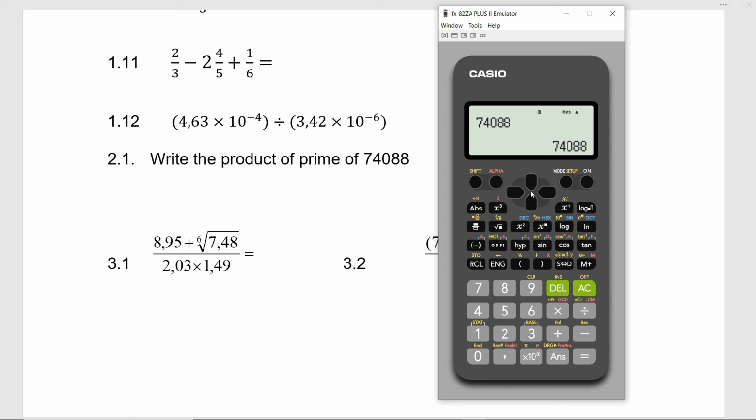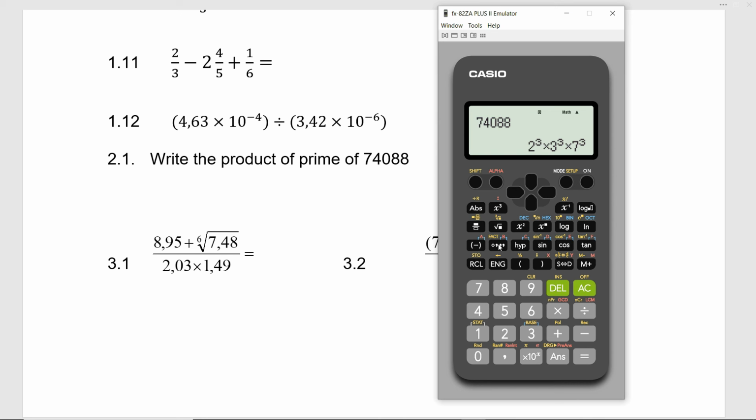And then what I'm going to do is say shift, and then I'm using my fact button over there. And look what it gives me. It gives me what we used to get when we did the ladder method. So it just puts everything into prime bases without having to do any extra work. And that's really, really useful.